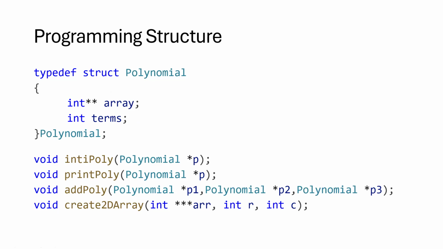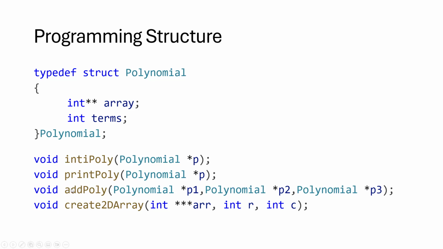So whenever I am able to store the elements within my 2D array, I want to get a visual representation of that polynomial. So for that purpose, we have print poly. This function will take the address of any polynomial type variable, and it will traverse its 2D array, and it will produce a user understandable or human understandable representation of the polynomial.